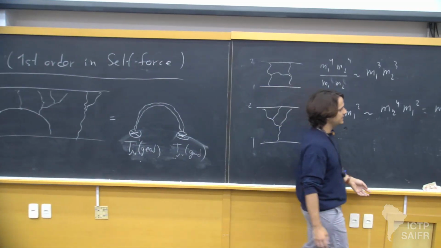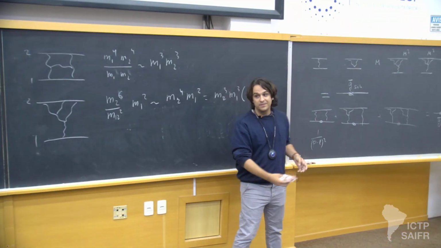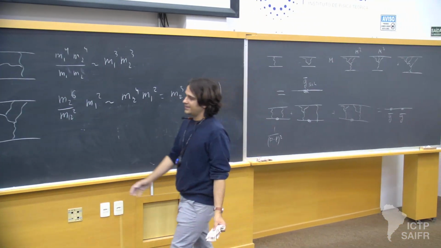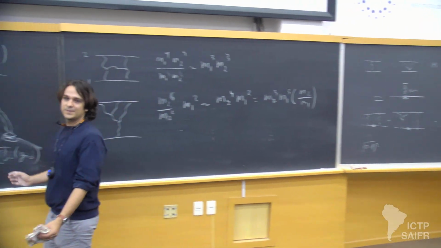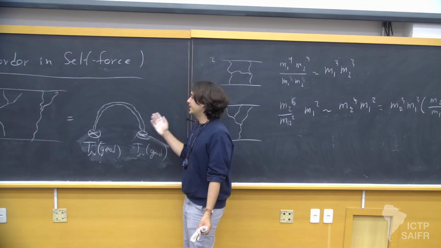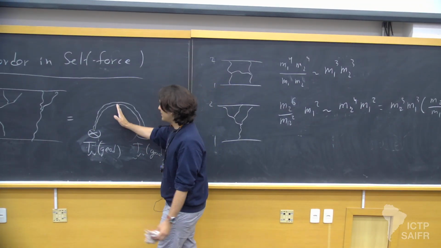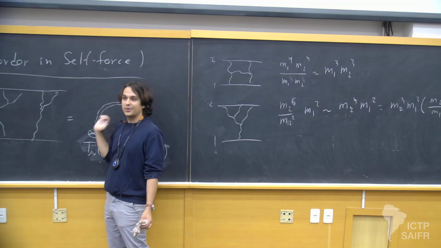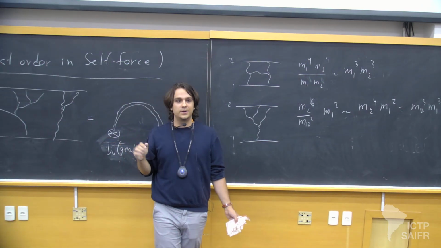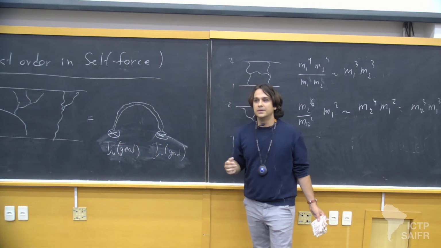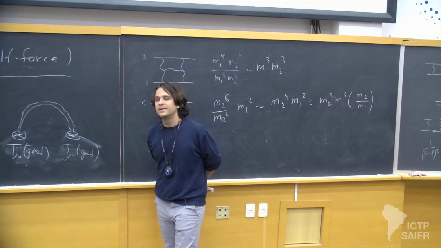Okay, so we see that this classical expansion very easily lets us identify which class of diagrams corresponds to each power of the mass. So you can keep going. You could add one more graviton here. That would be the next correction in this self-force or in this mass ratio expansion. Okay. Yes. One question.